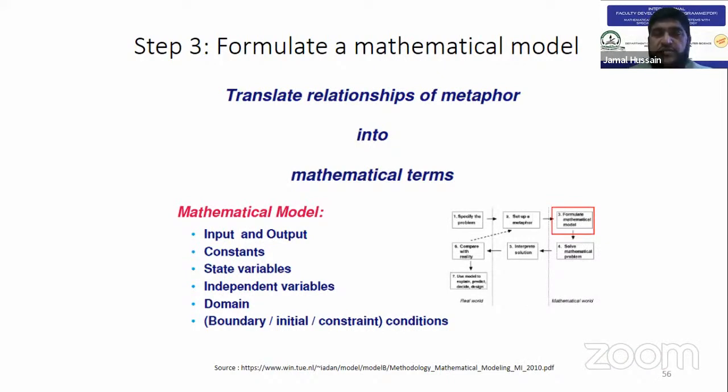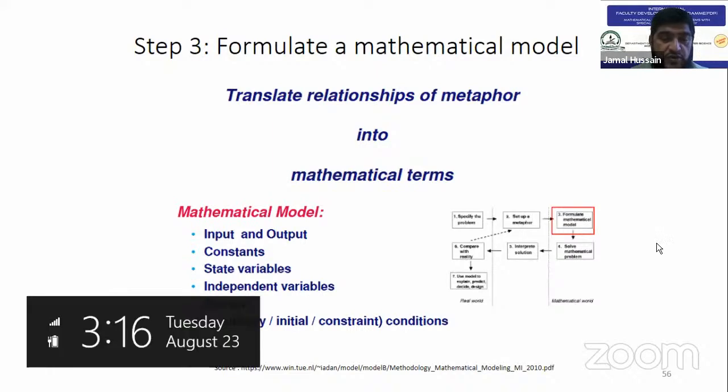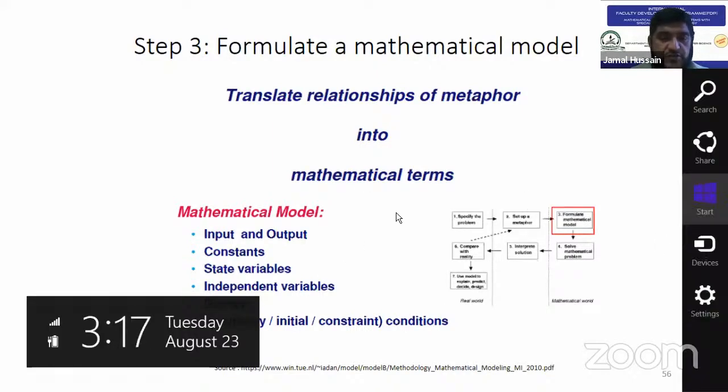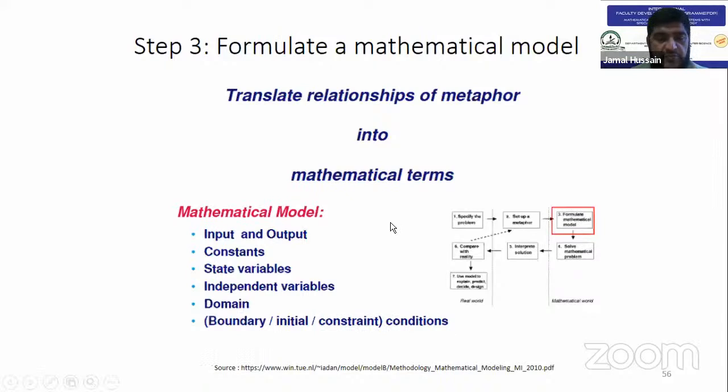To formulate a mathematical model, we need to translate the relationships of the metaphor. Whatever we decided in the metaphor stage has to be translated into mathematical terms. So you must have input, output, constants, state variables, independent variables; all this we have to find out. This is the third step.